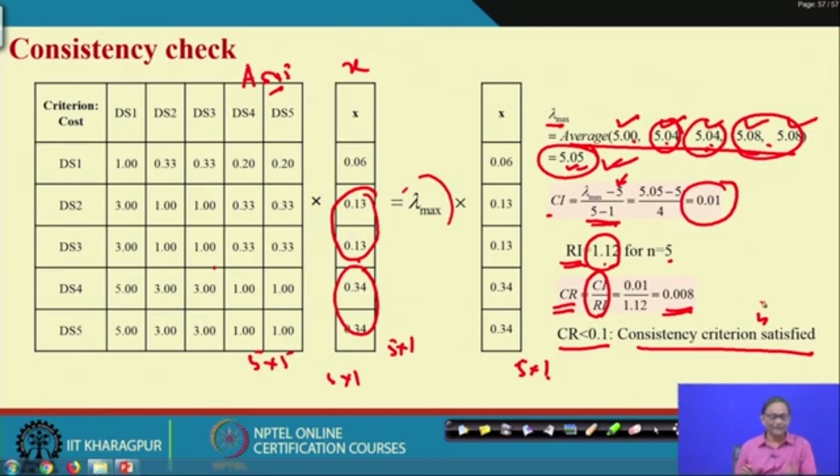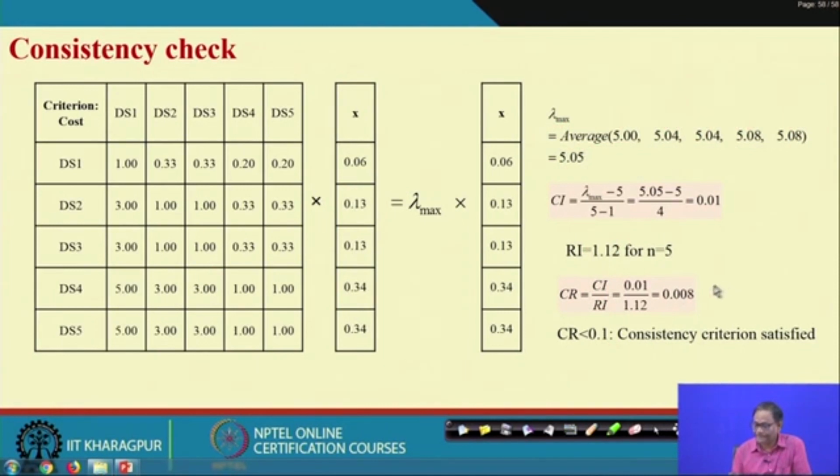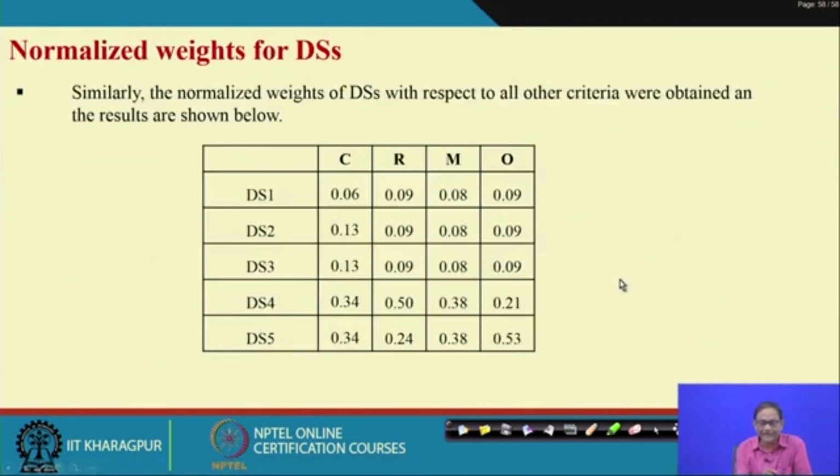So, you have to do it for the other comparison matrices related to reliability, maintainability, and operability, as well as for the criteria comparison matrix. Similarly, for the criteria you will also get the normalized values, because each entry of a column will be divided by the column sum, the way we have done for the design solutions with reference to cost.